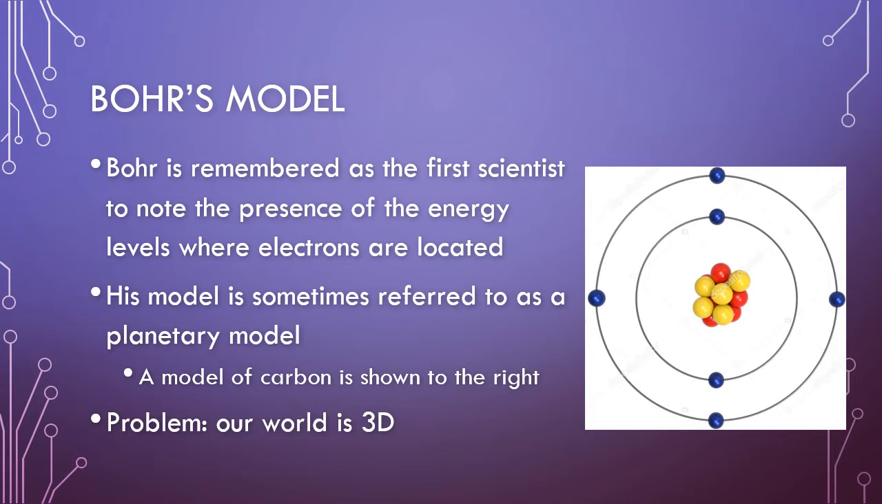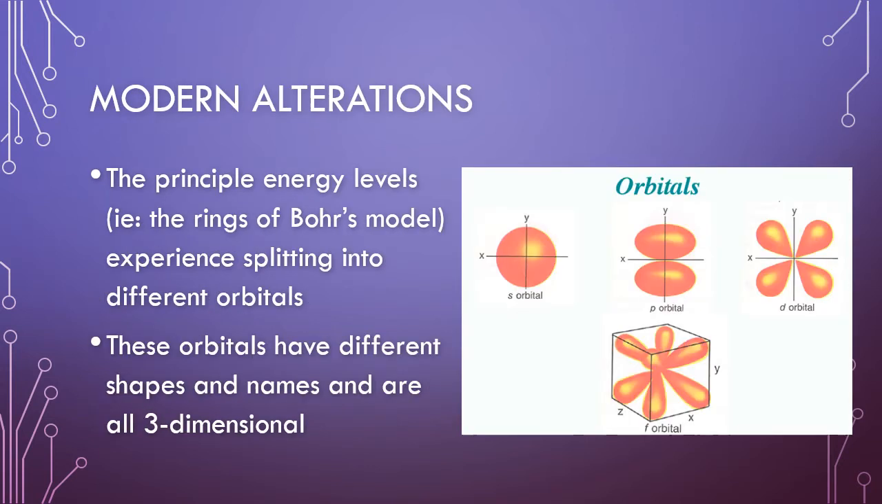There is one problem with this model. Our world is 3-dimensional, not 2-dimensional like this image, and so the orbitals are much more complicated. The principal energy levels, aka the rings from Bohr's model, actually are split into multiple pieces, with the number of pieces it is split into corresponding to what number ring it is. So for example, the third energy level has 3 pieces. Each of the pieces is a different kind of orbital, and the different kinds of orbitals all have different shapes.